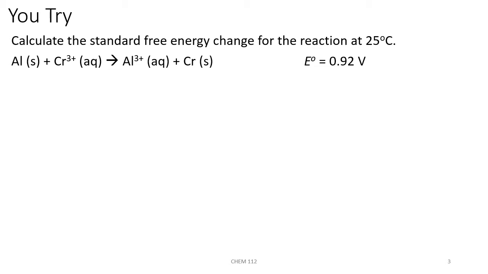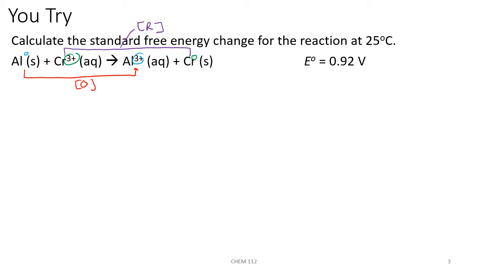Okay, let's try one more example where we calculate the free energy change. We have aluminum plus chromium 3 plus ions becoming aluminum 3 plus ions and solid chromium. The standard cell potential is 0.92 volts. And so we have aluminum going to aluminum 3 plus. That is being oxidized as it goes from a 0 oxidation state to a +3 oxidation state. And we have chromium 3 plus going to solid chromium. So that chromium is going from a +3 oxidation state down to a 0 oxidation state. So the chromium is being reduced.